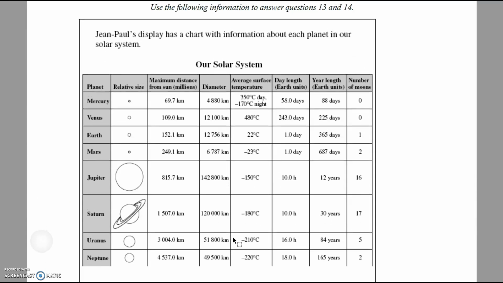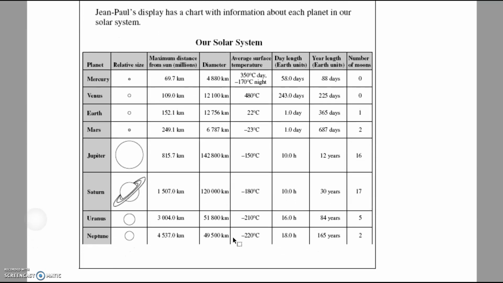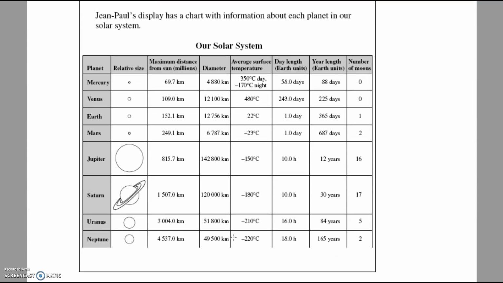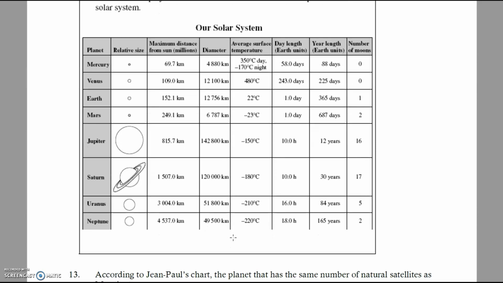So now you're going to use the following information to answer questions 13 and 14. So Jean-Paul's display has a chart with information about each planet in our solar system. So on our right-hand column here, we have our planets: Mercury, Venus, Earth, Mars, Jupiter, Saturn, Uranus, and Neptune. And then we have their relative size in this column. Maximum distance from the sun in millions. So here's 69.7 kilometers. So that's 69.7 million kilometers.